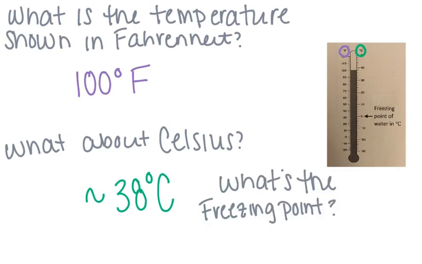Now, what is the freezing point? It tells us for Celsius, so therefore, what is the freezing point for Celsius? 0 degrees. If we look across it, if it is 0 degrees Celsius, that means our freezing point for Fahrenheit is 32 degrees Fahrenheit.